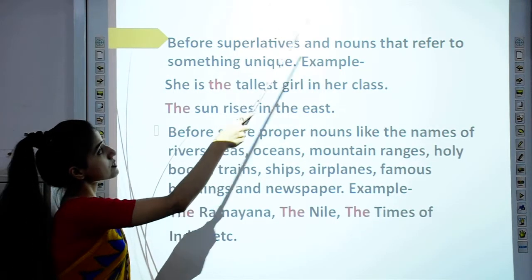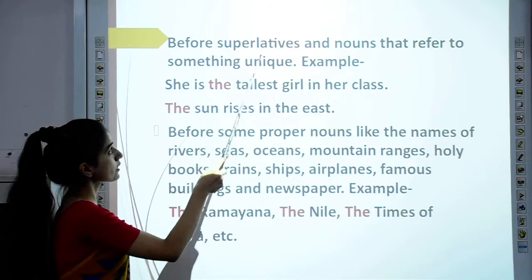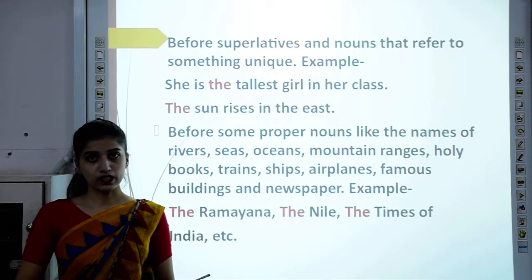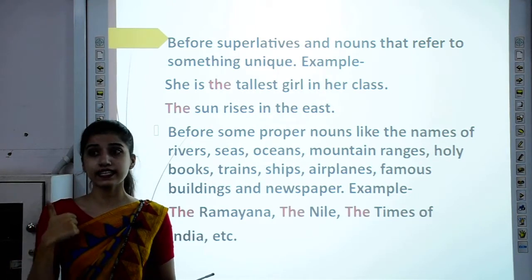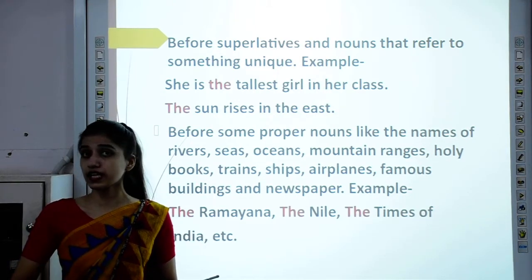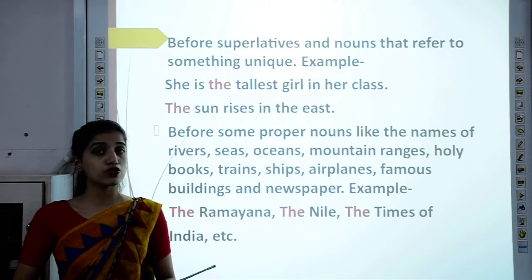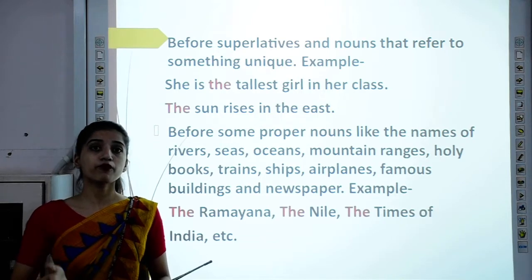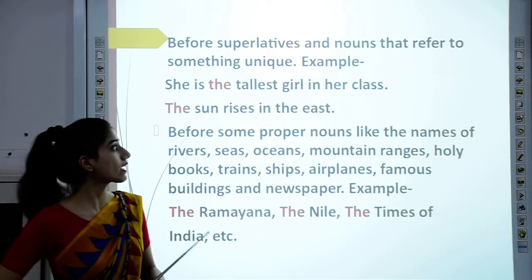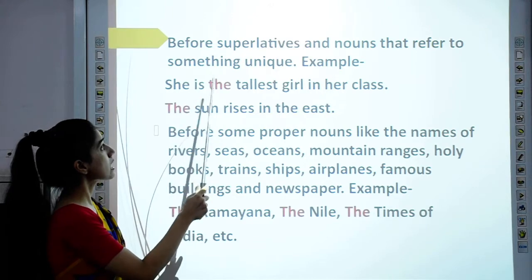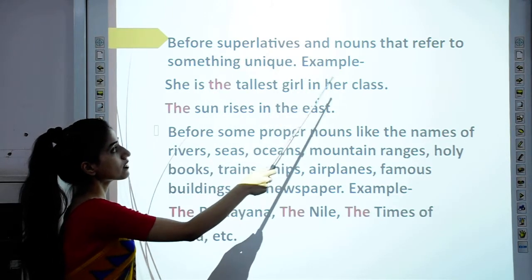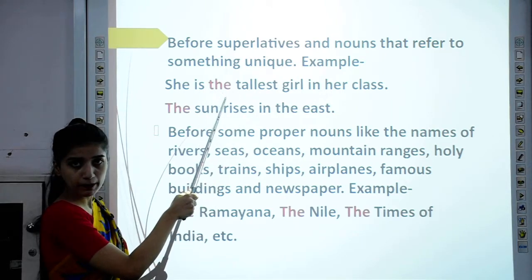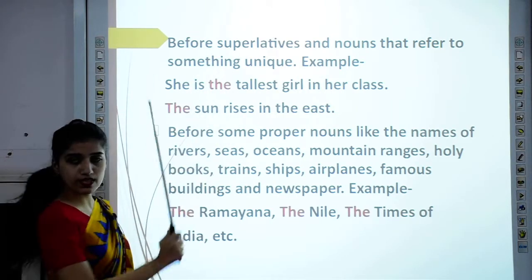Before superlatives and nouns that refer to something unique. Before superlatives we also use "the", because as I told you in the adjectives chapter, when we were studying degrees of comparison, the superlative degree will always come after "the". Now you can see, "She is the tallest girl in her class." So "the" is coming over here before the superlative degree. Now this is justified.